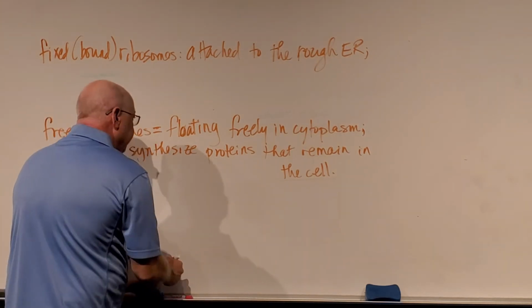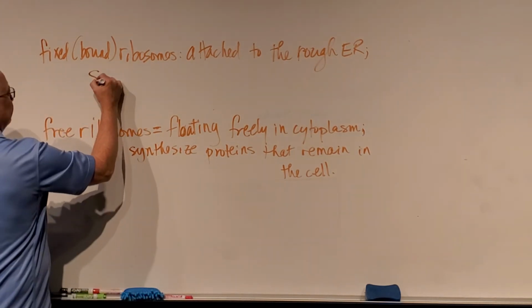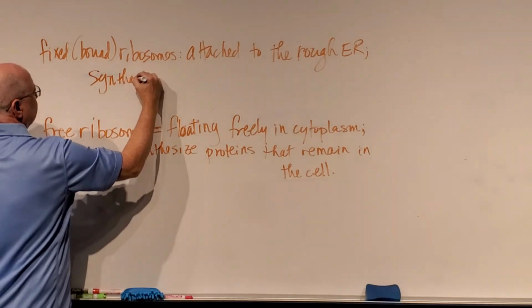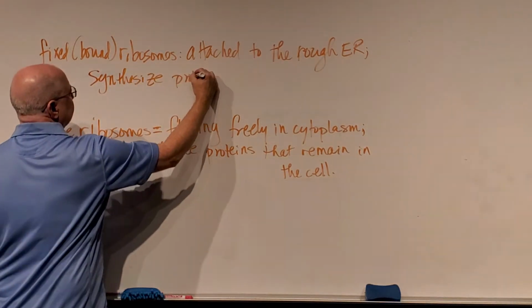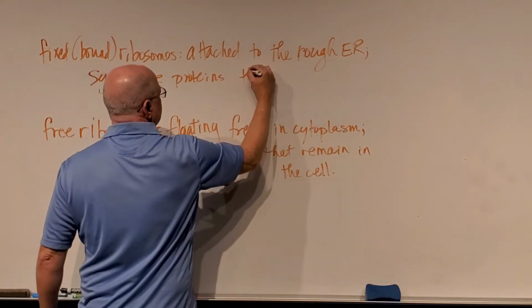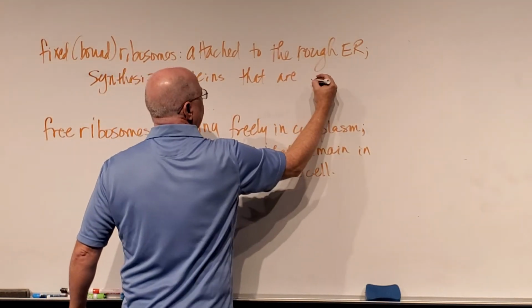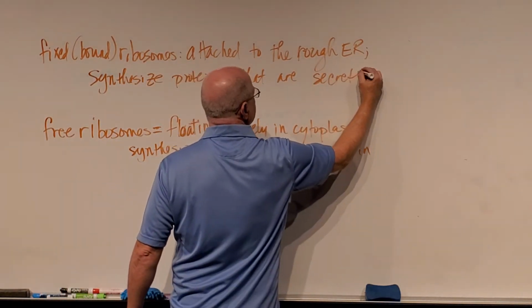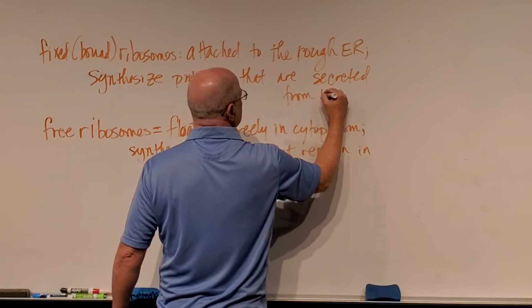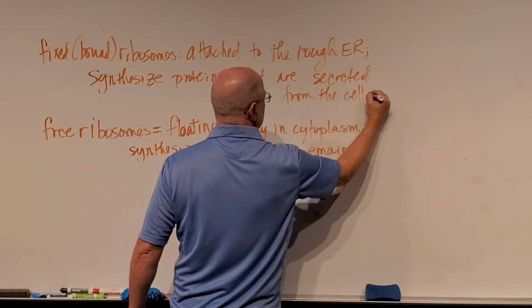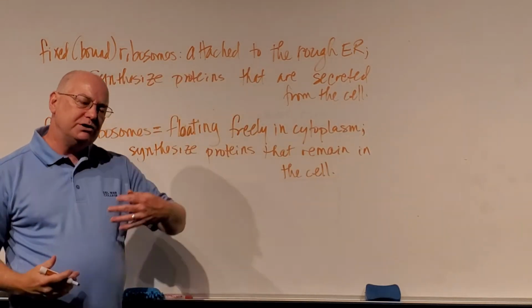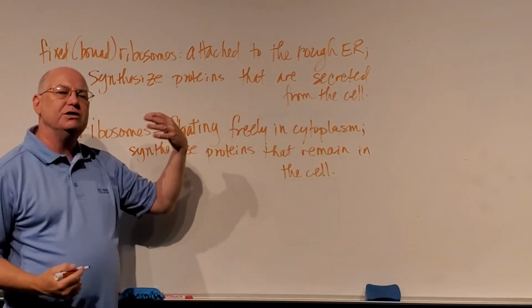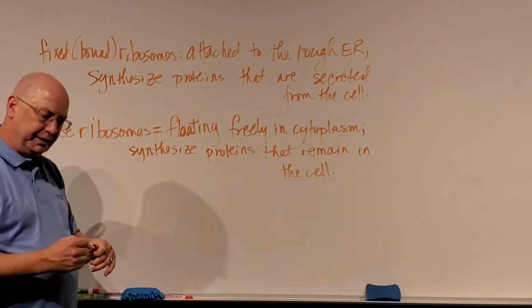So we can say the function of bound ribosomes is that they synthesize proteins that are secreted from the cell. They're going to be released by one cell into the extracellular fluid because another cell might need that protein and may not be able to make it.